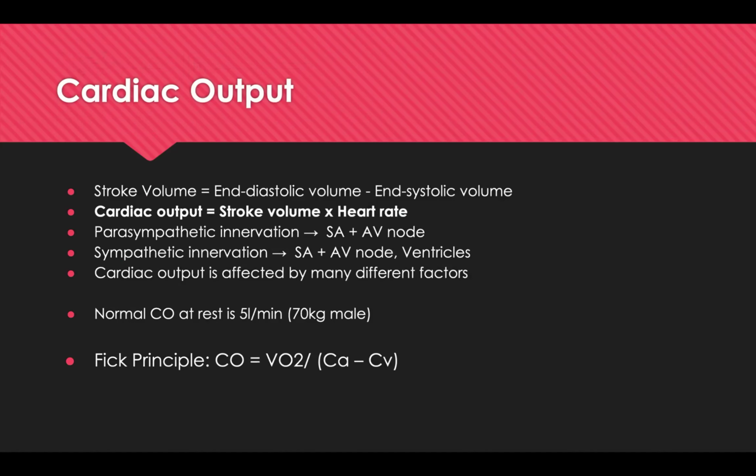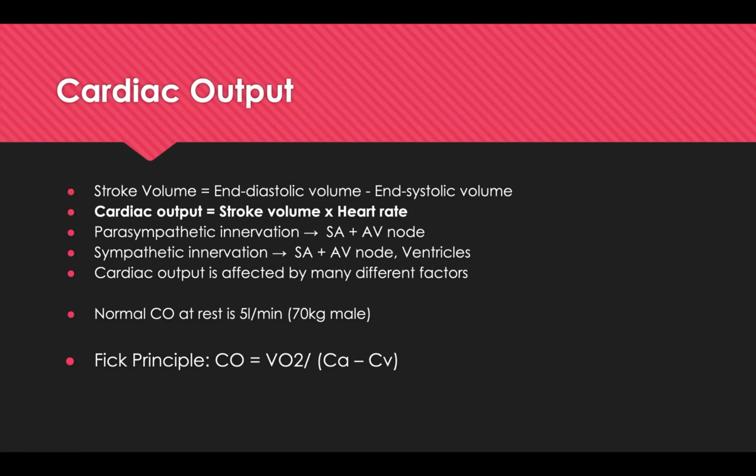So it's important to be aware that cardiac output is determined by stroke volume times heart rate. Stroke volume is the difference between the end diastolic volume and the end systolic volume. Parasympathetic innervation goes to the SA and AV node, and sympathetic innervation goes to the SA, AV node, and the ventricles. It's important to be aware that cardiac output is affected by many different factors. Normal cardiac output at rest is 5 litres per minute in a male.